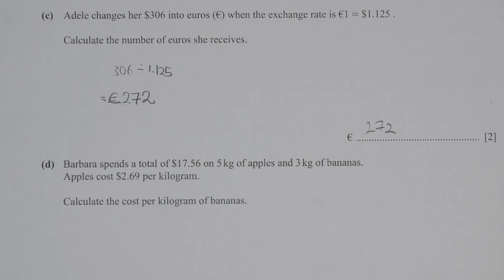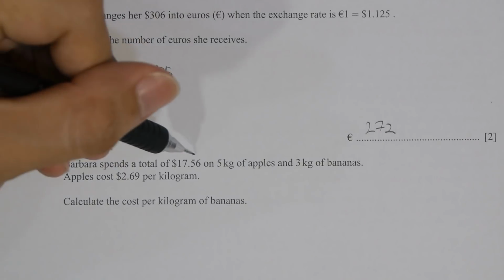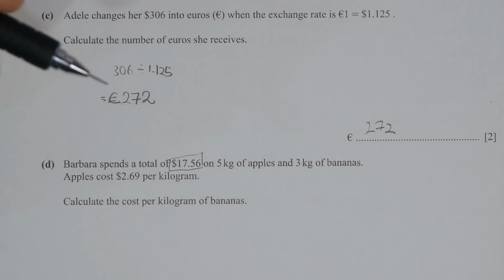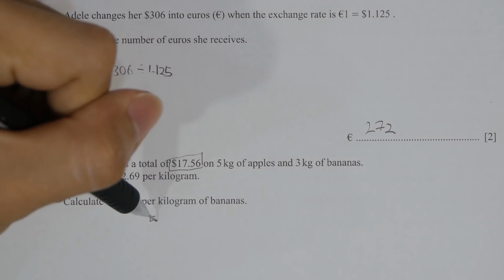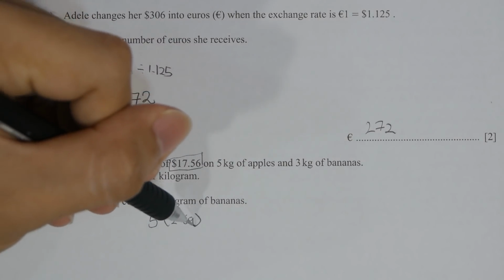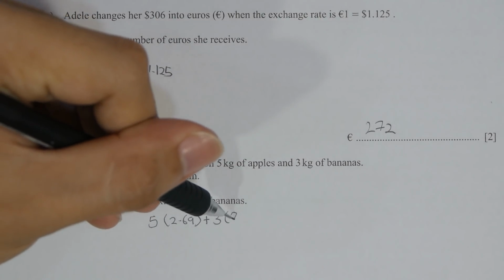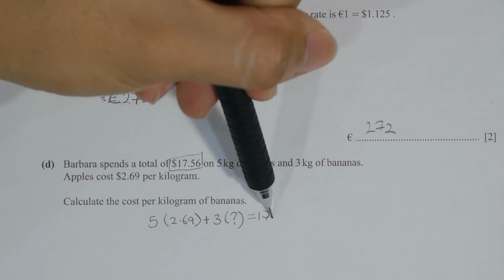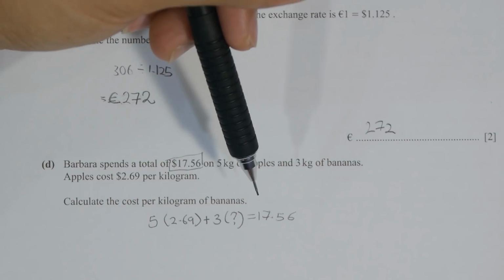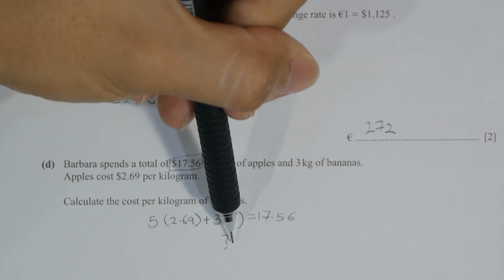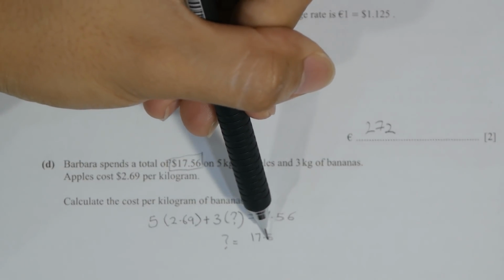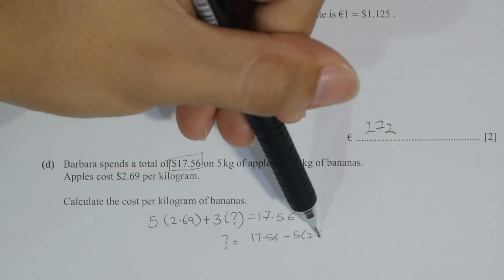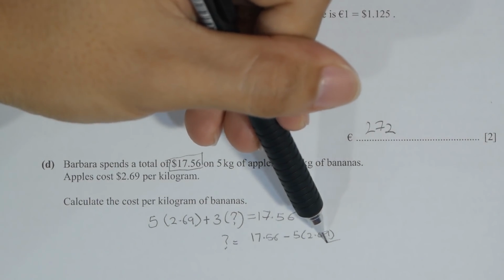Next one. Barbara spends a total of 17.56 on 5 kg of apples and 3 kg of bananas. So apple costs 2.69, so 5 times 2.69 plus 3 times unknown equals 17.56. So minus it off and divide by 3, then you will get the bananas price per kilogram as 1.37.